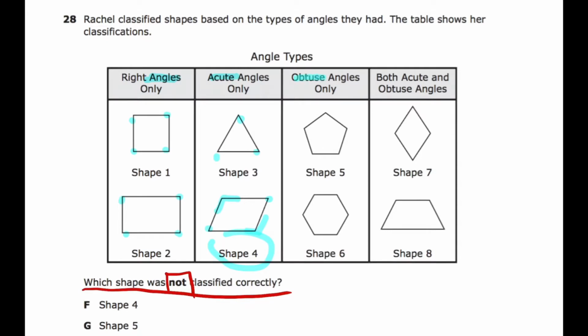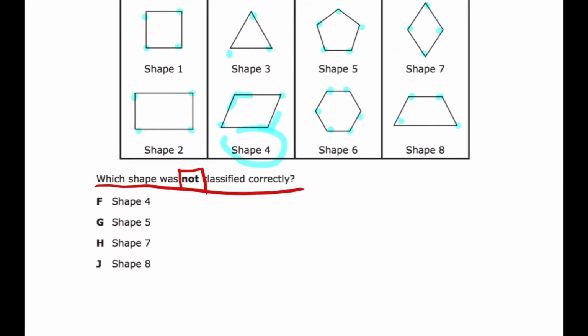Let's keep looking though. Obtuse angles only. Yep, those are all larger than 90. These are all larger than 90. So both acute and obtuse. Acute, acute, obtuse, obtuse. Obtuse, obtuse, acute, acute. So those are all good. So it looks like shape 4 I have been able to confirm is my correct answer, the one that is not classified correctly.